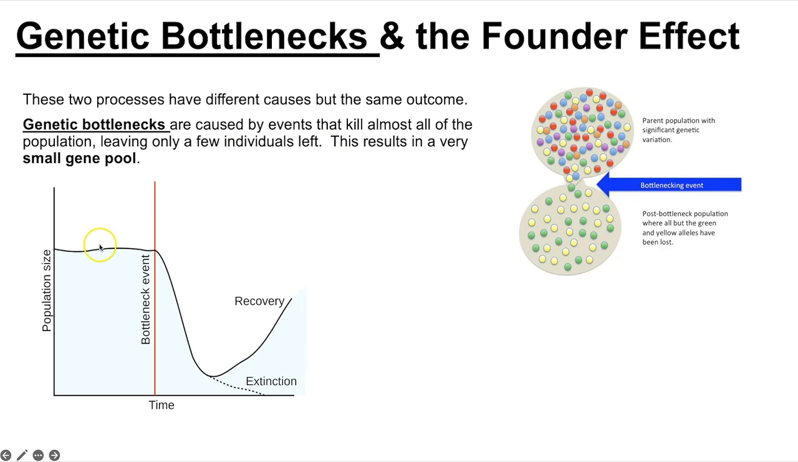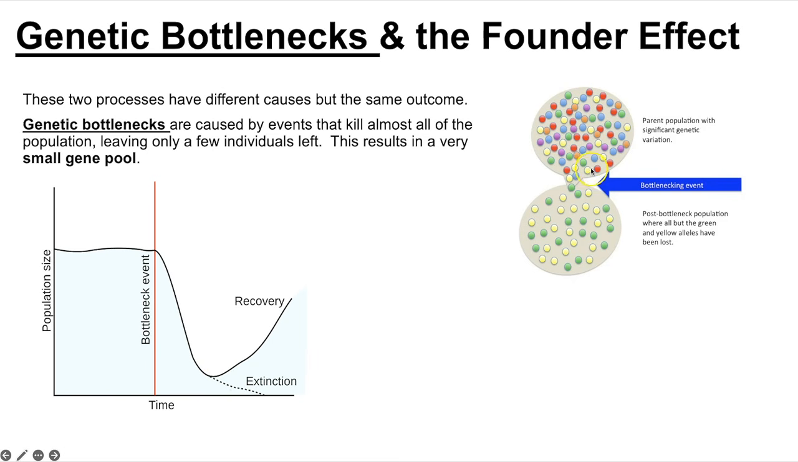So we can see an example here. This might have been the original population size. An event happened, which maybe was some kind of natural disaster that killed off almost all of the population. Now the population size is very small, so we don't have very many individuals at all.